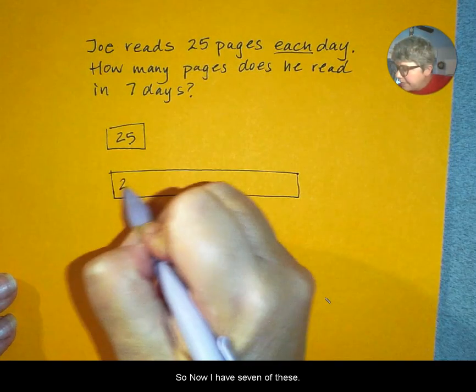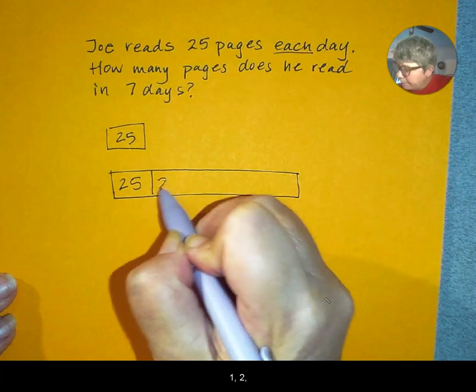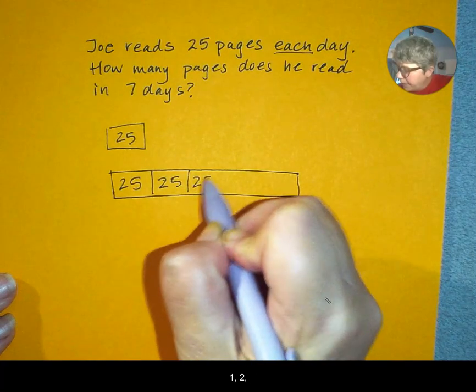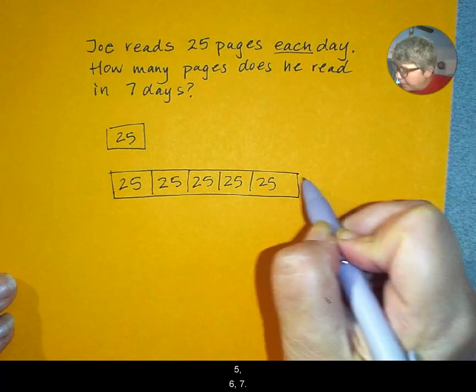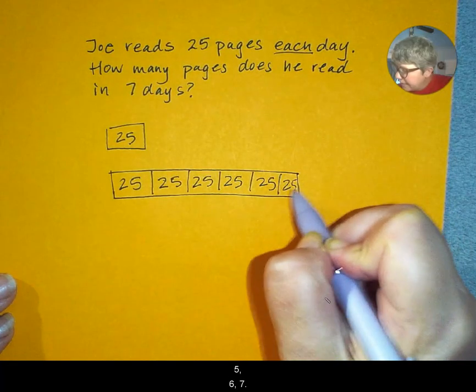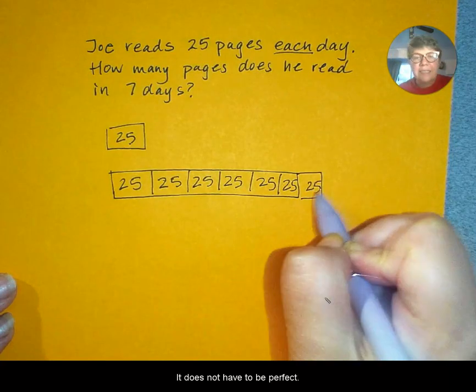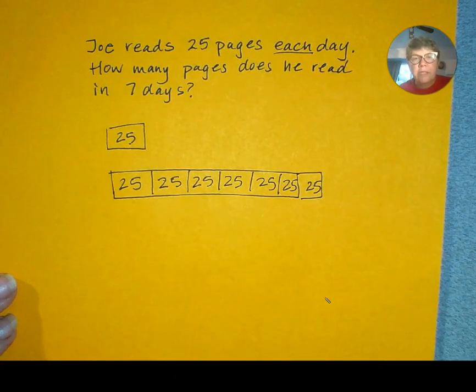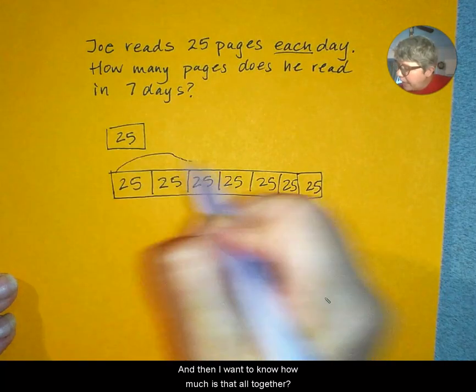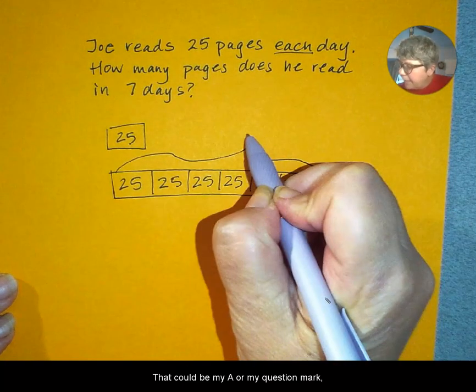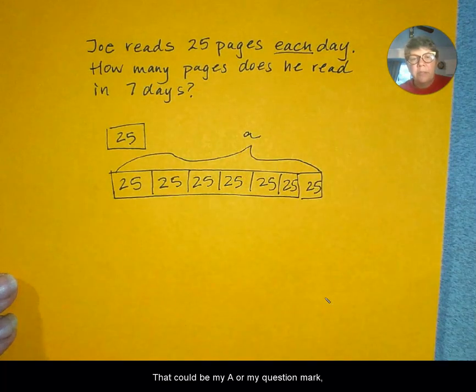So now I have 7 of these. 1, 2, 3, 4, 5, 6, 7. Does it have to be perfect? It does not have to be perfect. Okay, but this is my 7 days. And then I want to know how much is that all together. That could be my A or my question mark, my unknown, right?